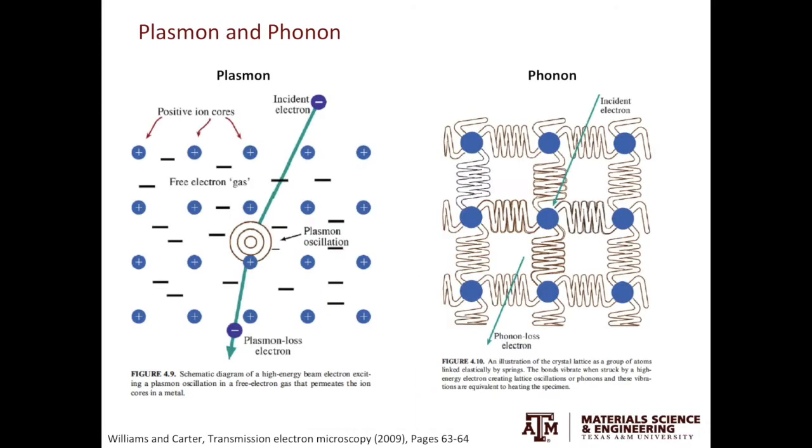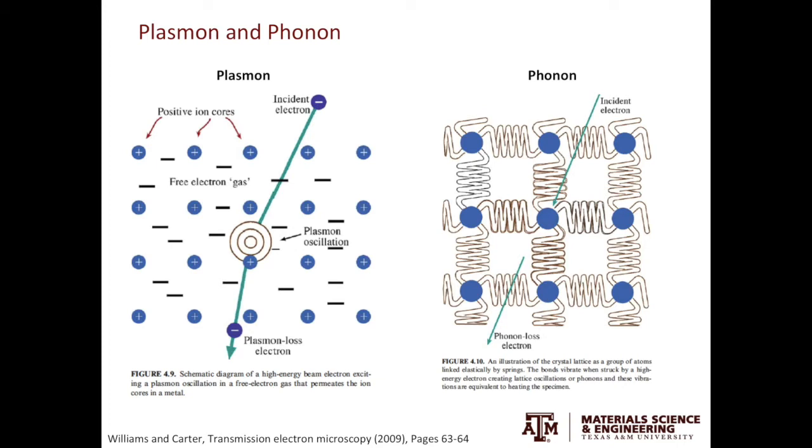The inelastic scattering can also lead to the generation of plasmon and phonon. Plasmon can be viewed as the collective oscillation of electrons in the material, and the phonon can be viewed as the collective oscillation of atoms in the material. You can capture the plasmon and the phonon information using the electron energy loss spectroscopy, EELS, in TEM.